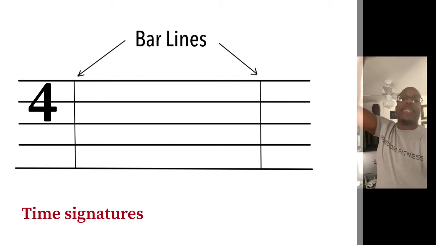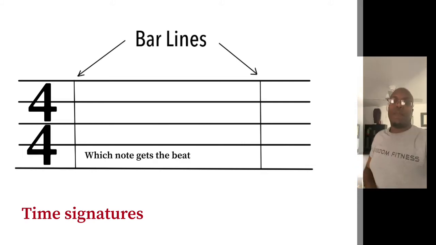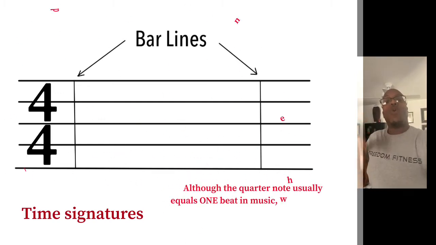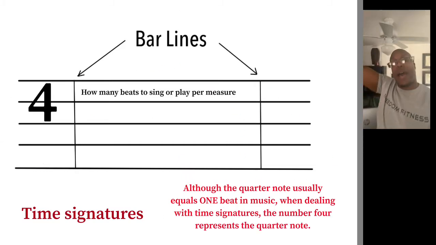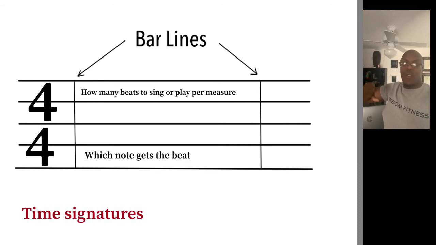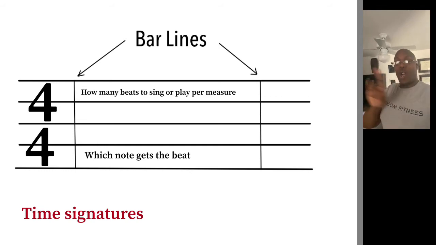Now, that's the top number. The bottom number will tell you what note will get the beat. And in this case, whenever you have time signatures, the quarter note will always equal four. So if you have the top number, which is four, and the bottom number, which is four, you have 4/4, and that equals the time signature for the whole song.